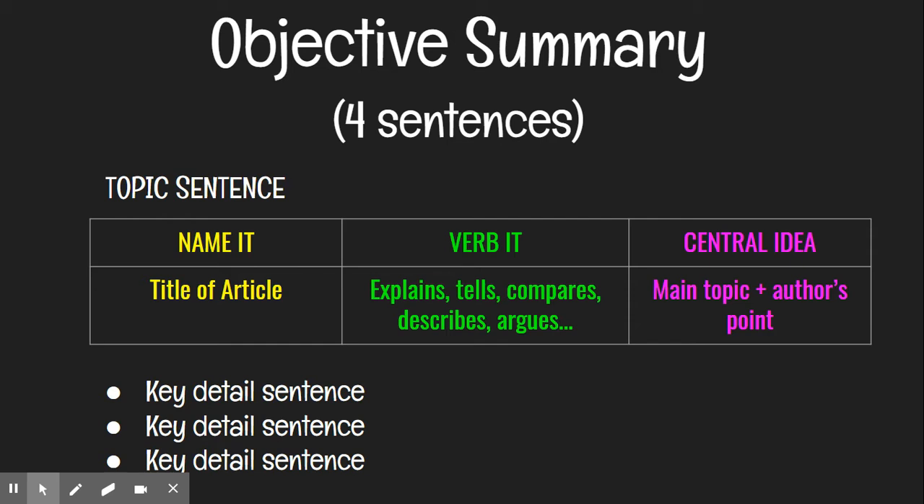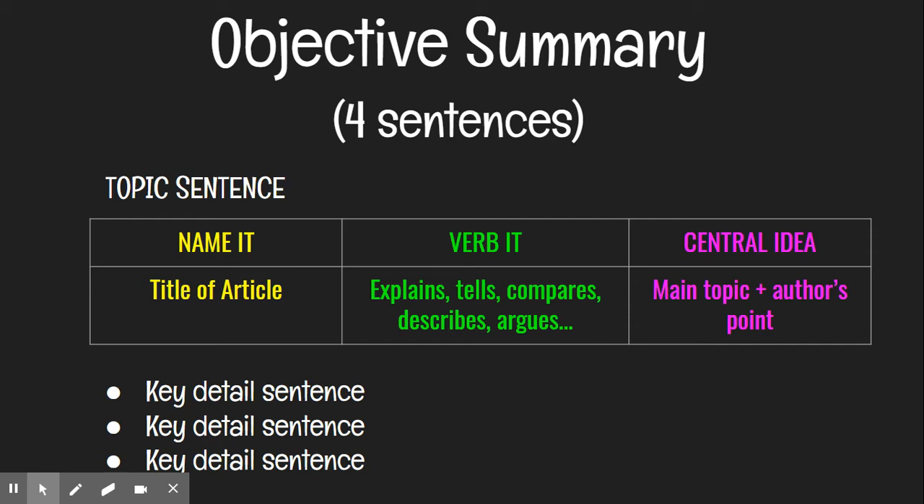We don't need to know what you think about this topic or this article for an objective summary. You're just reporting the facts, okay, like a newspaper reporter. They're typically about 4 sentences long, and they start with a topic sentence and then 3 detail sentences that come from the article, evidence from the article to support your topic sentence.